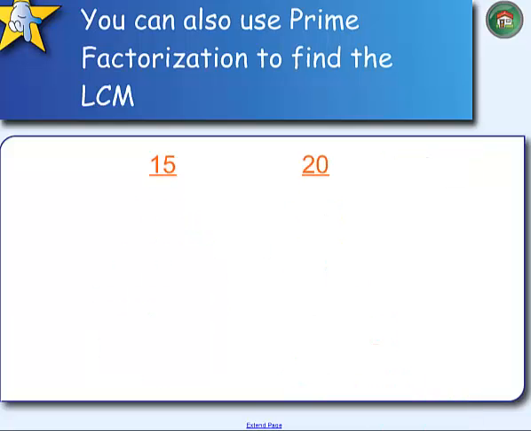Go ahead and try the prime factorization for 15 and 20, put it into your notes, and we'll review this one when we get back at school. Good luck!